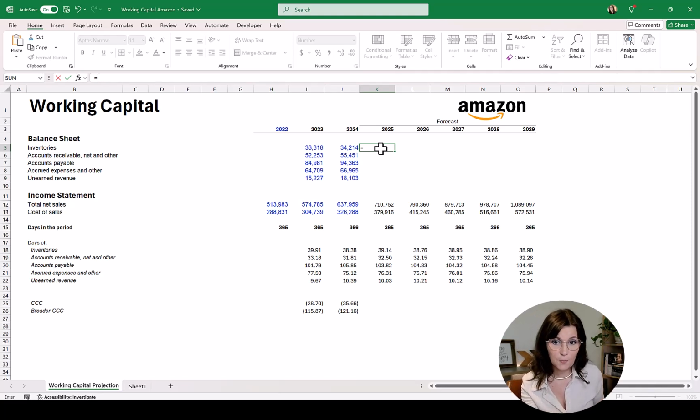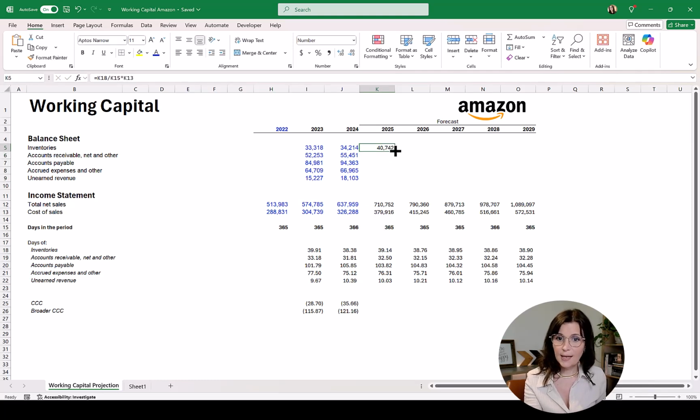Now I'm going to do the opposite. I'm going to divide this by the period, and I will multiply by whatever is appropriate. In the case of inventories, the cost of sales. So now when I do this, I have exactly how I am projecting the inventories, how much of my cost of sales I'm projecting to be stuck in the inventory by the end of 2025.